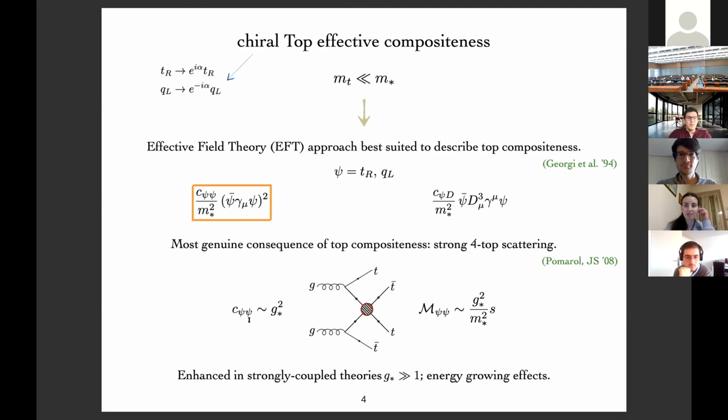So these operators, therefore, encode the most genuine consequence of top compositeness, which we can probe when scattering the top against another top to produce another 2 tops in the final state, a 4 top scattering that grows with the energy of the process. As I will show shortly, only recently the LHC has managed to probe such 4 top production at an interesting level.